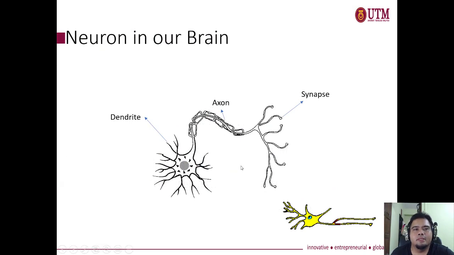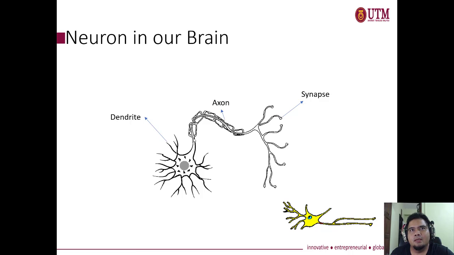Now let's discuss the biological neuron. This is the biological neuron in our brain, consisting of dendrite, axon, and synapse. The dendrite will receive the electrical signal from the input side, and the axon here will pass the impulse from this dendrite. The dendrite will receive multiple input electrical signals from this line, and then the neuron over here will activate, or it may not activate.